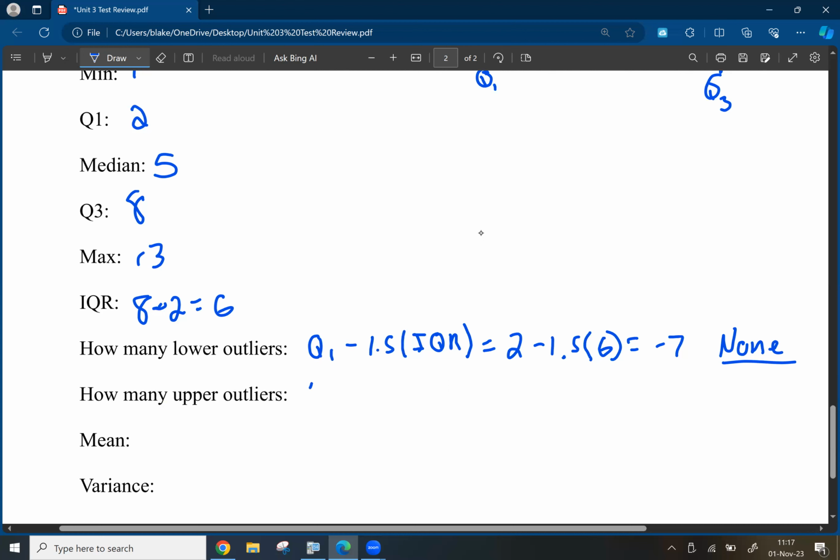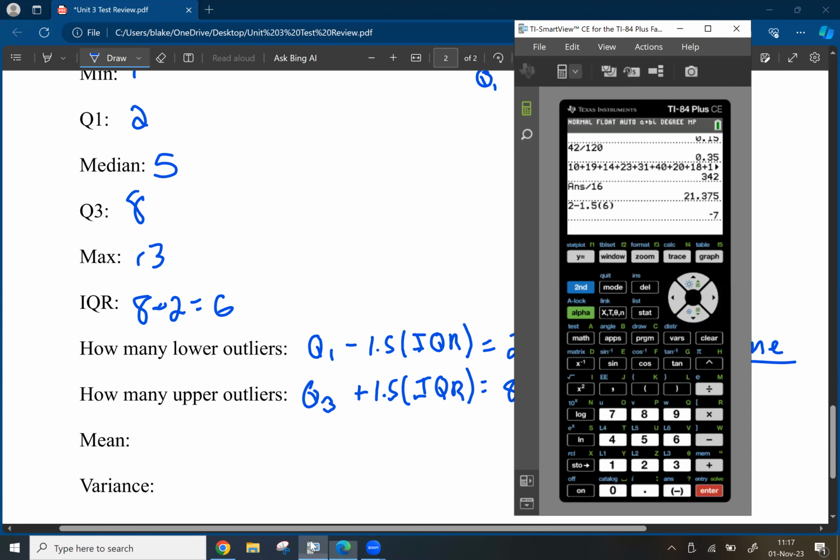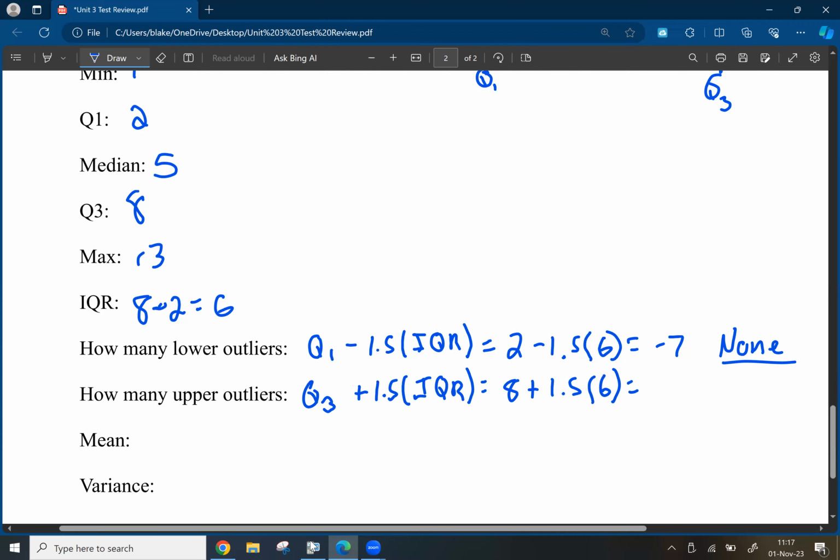For upper outliers, we have Q3 plus 1.5 times IQR. In this case, Q3 again was 8, so plus 1.5 times 6. We'll check this one. 8 plus 1.5 times 6 is 17. Do we have anything larger than 17? The answer is no. So no outliers in general.